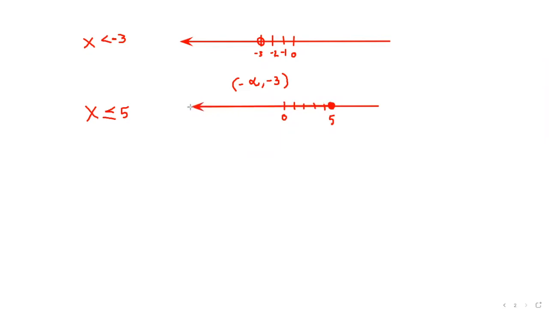So it can be any number starting from 5. So 5 and any number less than it. Then here we again write it down in notation form, which is minus infinity to 5. And as 5 is included, we have to put a bracket. So bracket has a meaning and solid circle also has a meaning. Bracket meaning it's included and solid circle meaning it's included.